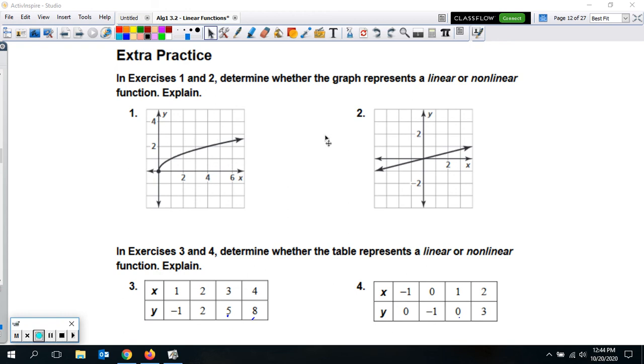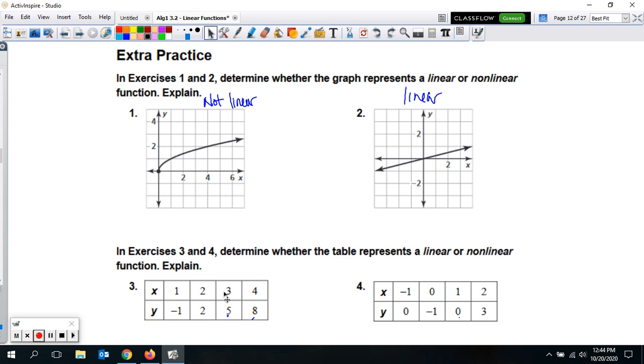All right, so your answer here for 1 and 2: number 1 is definitely not a line, so that one is not linear. And number 2 is a line, so that one is a linear function. Very clear right there. Again, the only line that is not a linear function would be a line that is perfectly vertical, just going straight up and straight down. That would not be a function at all.